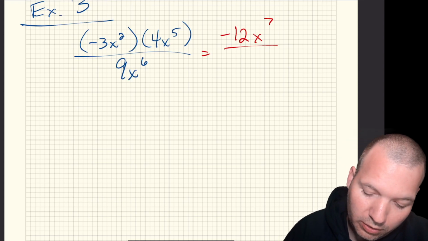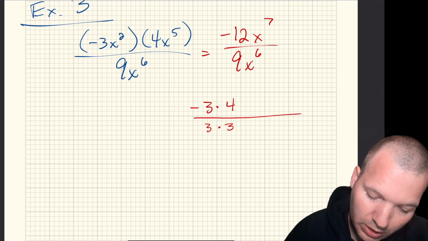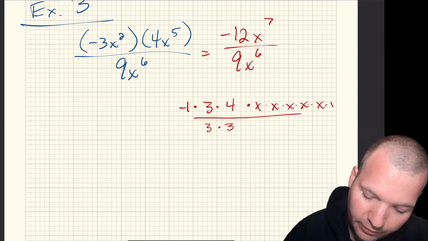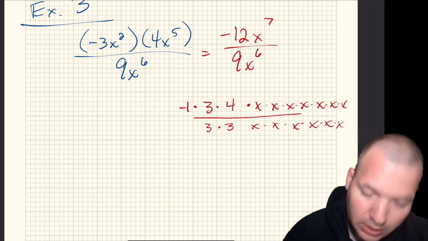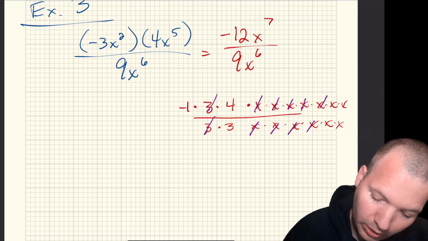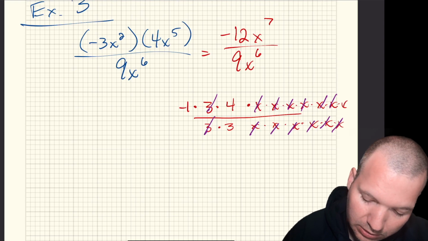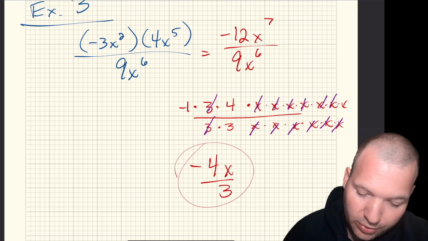Negative 3 times 4 is 12. Of course, we have that same 9x to the 6th down there. Negative 12 is the same thing as negative 3 times 4. 9 is the same thing as 3 times 3. Maybe we should call this negative 1 times 3 times 4 times 1, 2, 3, 4, 5, 6, 7 x's, over 3 times 3 times 1, 2, 3, 4, 5, 6 x's. So what cancels here, right? Some 3's cancel. 1, 2, 3, 4, 5, 6 x's cancel. What's left over? Negative 1 times 4 times x divided by 3.